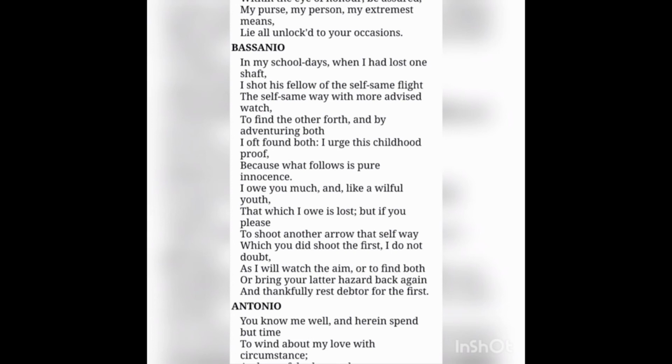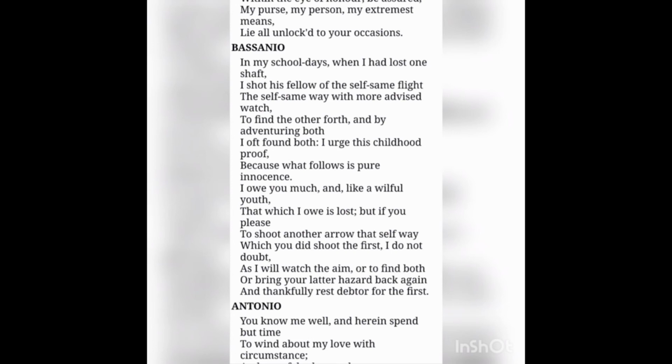He says, but if you shoot another arrow the same way as you shot the first one by lending me money again, I have no doubt that I'll bring forth both the arrows back to you by bringing back the returns, or at least I'll be able to bring back the first arrow or the first return and remain debtor to you for the second one.